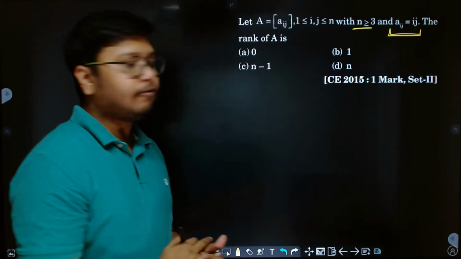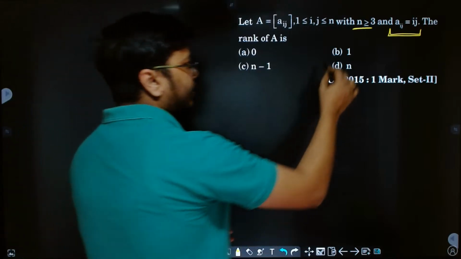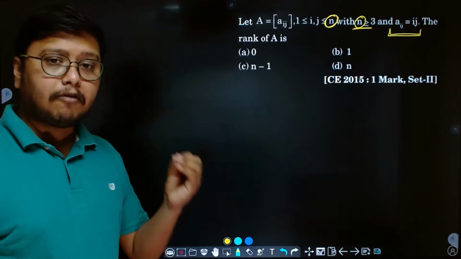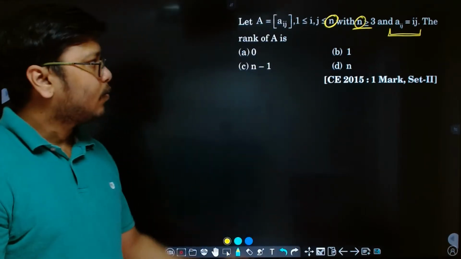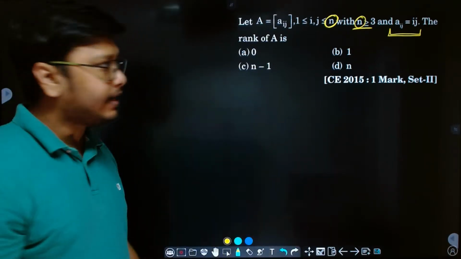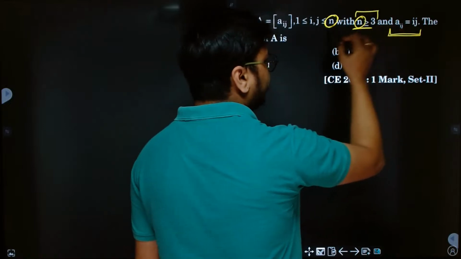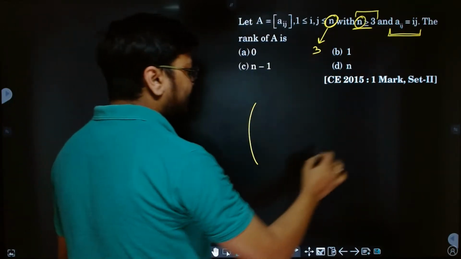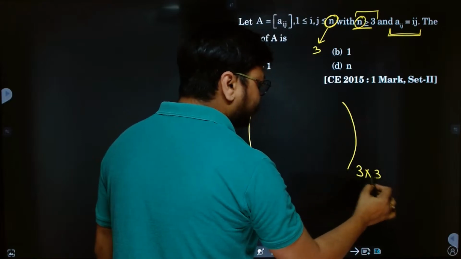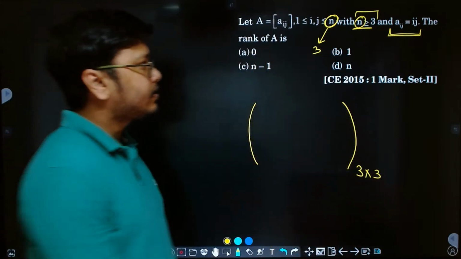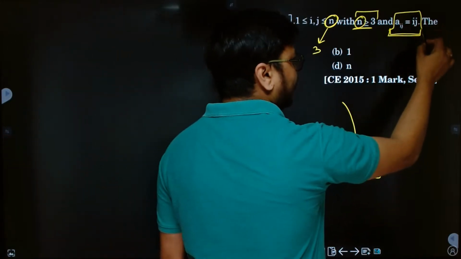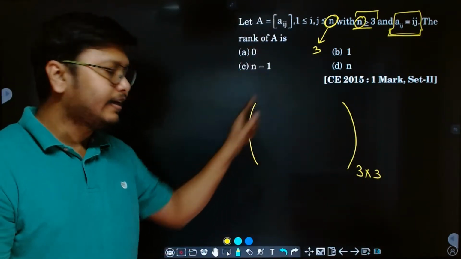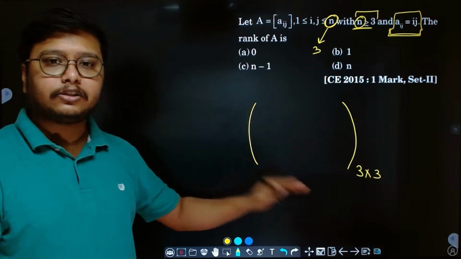I have told you before, last day also, whenever you have a generalized n value, take a finite value and do the answer. What is the minimum value of n you can take? It is saying n greater than or equal to 3. So you just take n value 3 and create the matrix. So n equal to 3 means it's a 3 cross 3 matrix. Create the 3 cross 3 matrix using the condition that is provided, Aij equals i into j. Use that condition and create the matrix. Observe the matrix, you will get the answer.